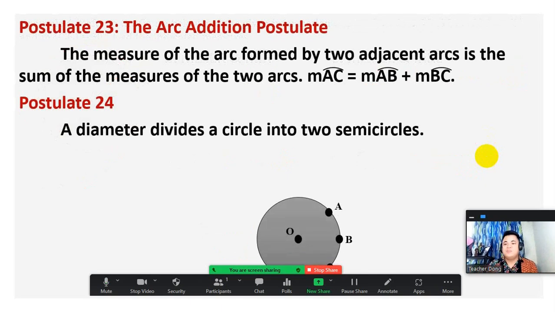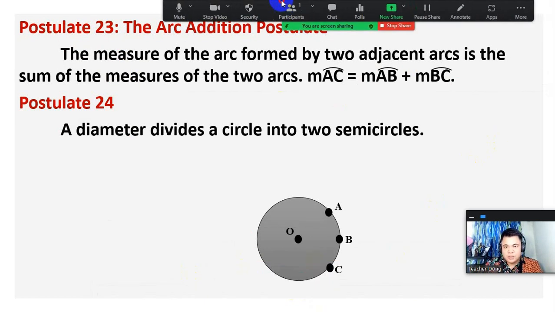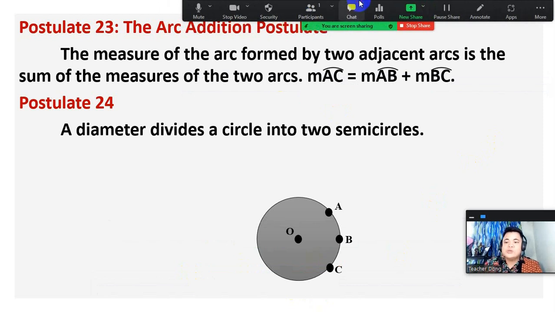Now let's proceed. Postulate number 23, the arc addition postulate. The measure of the arc formed by two adjacent arcs is the sum of the measures of the two arcs. When we say adjacent, they are beside each other. So if you are solving for the measurement of arc AC, you can just add arc AB and BC. That is the arc addition postulate. So in the equation, to find the measurement of arc AC, it is equal to the measurement of arc AB plus arc BC. So that's how you will solve for it.